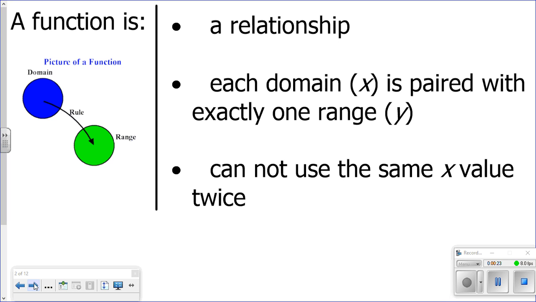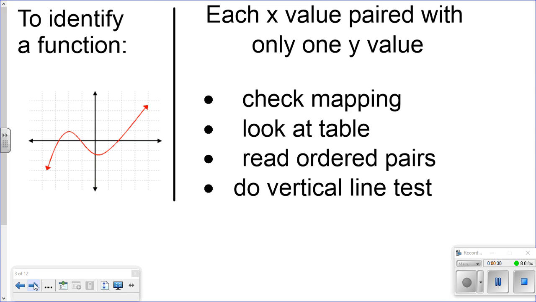So the same x value cannot be used twice with two different outputs. To identify, each x value is paired with one y, so you check your mapping and make sure that the x value doesn't have an arrow to two different y values. You can look at a table, make sure the x value doesn't repeat with a different y value. Read your ordered pairs or do a vertical line test.